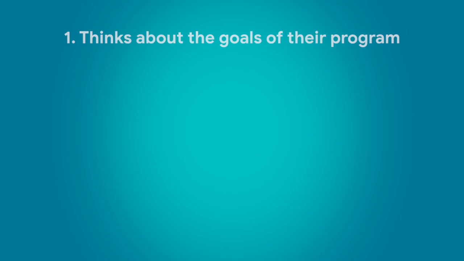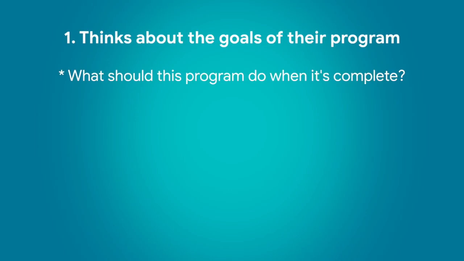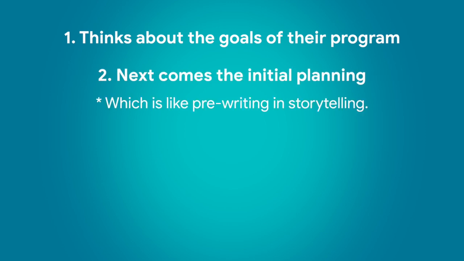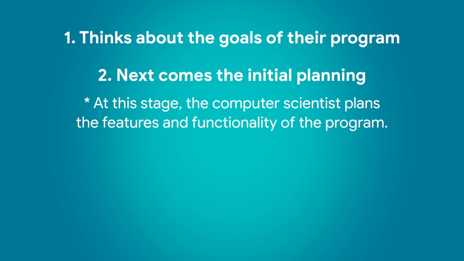Well, when computer scientists create a program, they go through a very similar process. Here's one example of a process that you, or any other computer scientist, might go through to create a computer program. First, the computer scientist thinks about the goals of the program. What should this program do when it's complete? Next comes the initial planning, which is like pre-writing and storytelling. At this stage, the computer scientist plans the features and the functionality of the program.